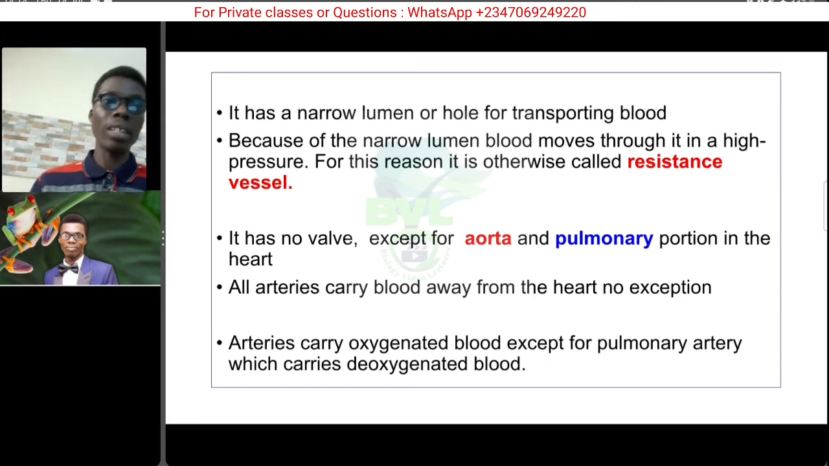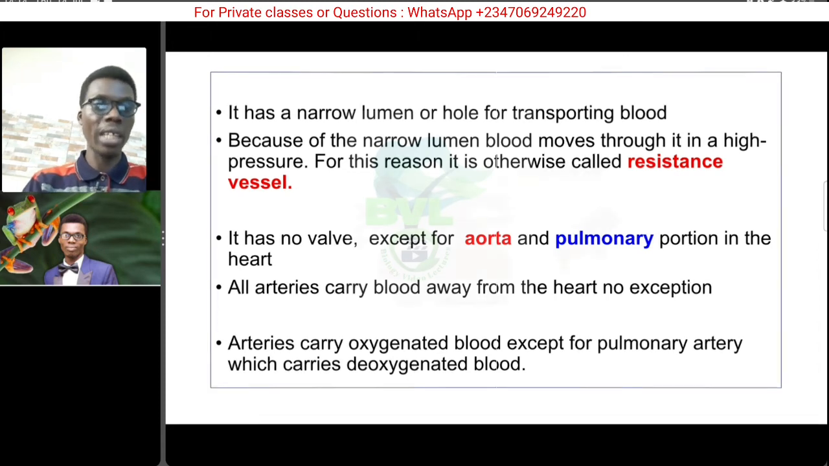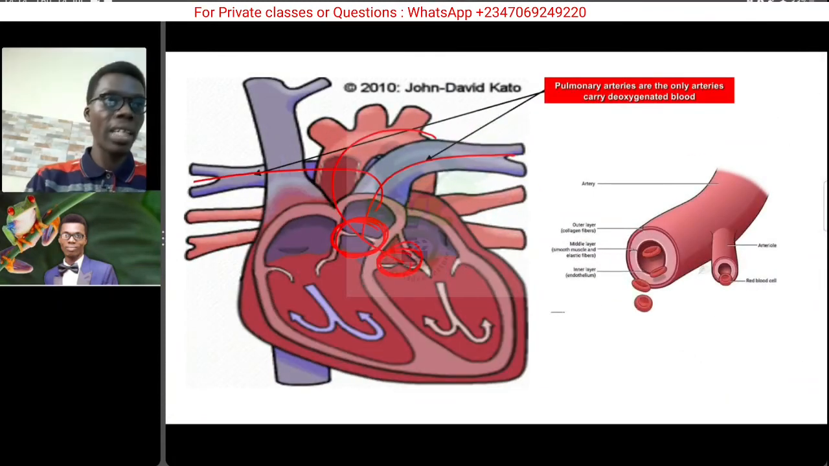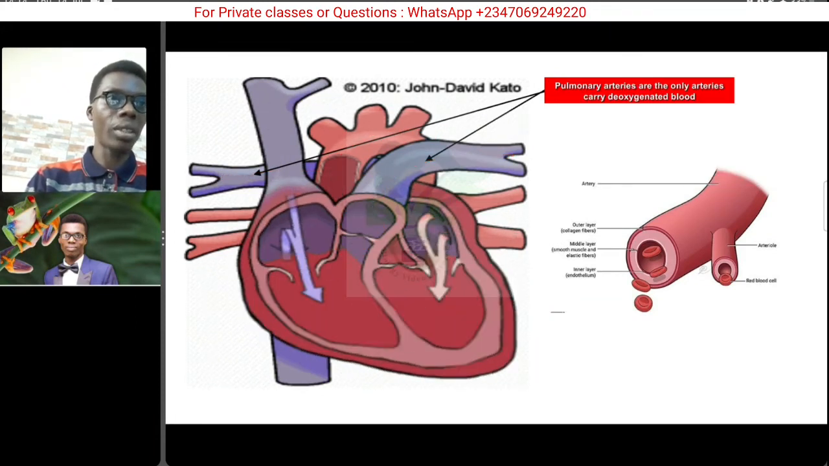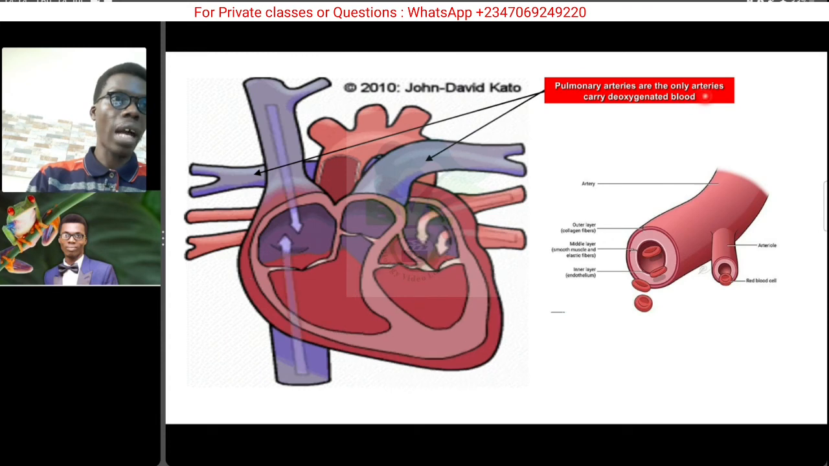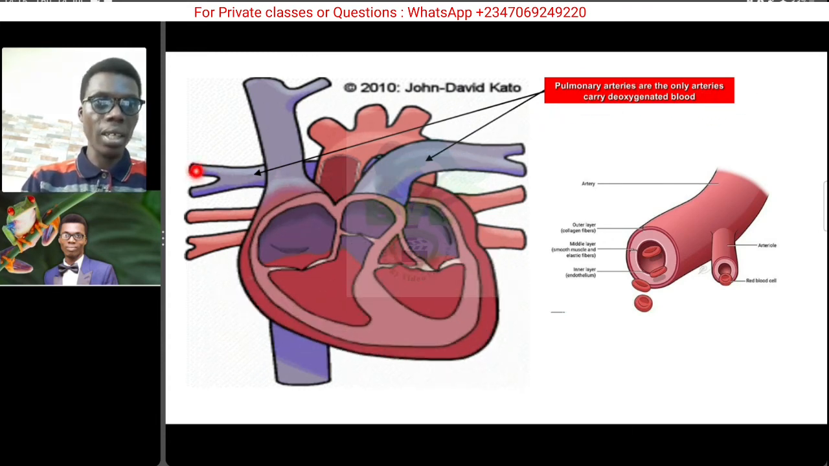Now, all arteries carry blood away from the heart, no exception. All arteries will always carry blood away from the heart. Then arteries carry oxygenated blood except for the pulmonary artery, which carries deoxygenated blood. So check this out here again. You can see what I've done here. Pulmonary arteries are the only arteries that carry deoxygenated blood.